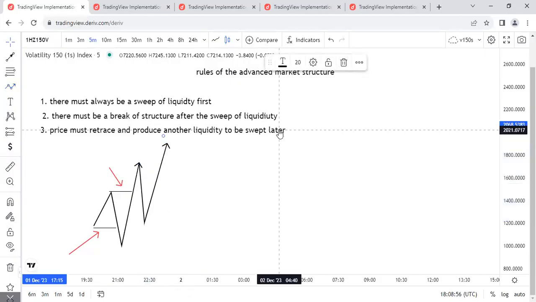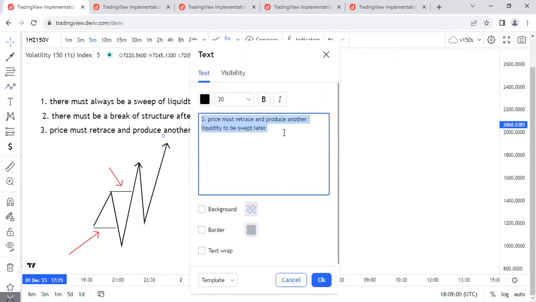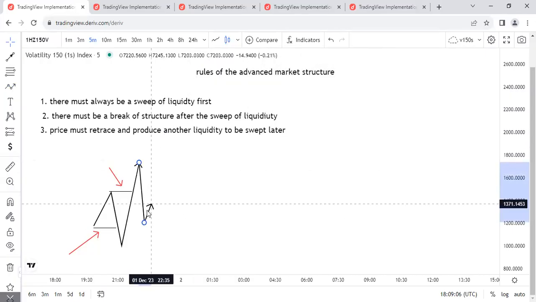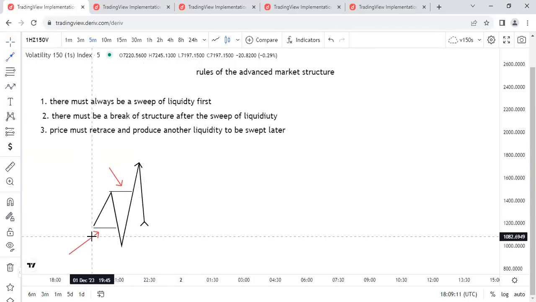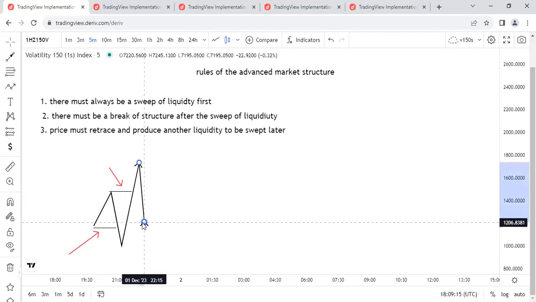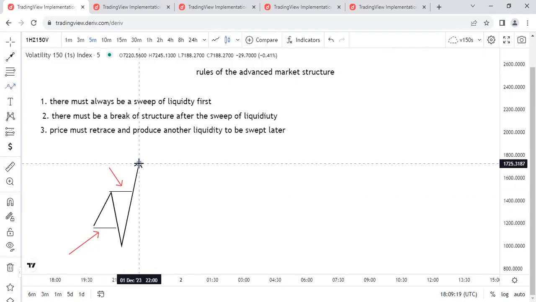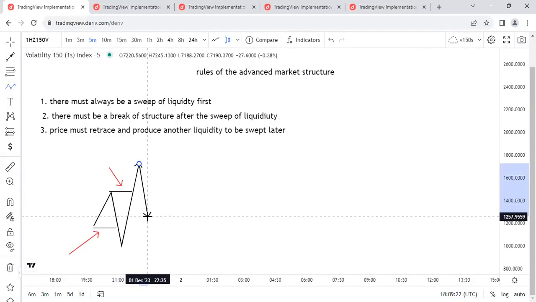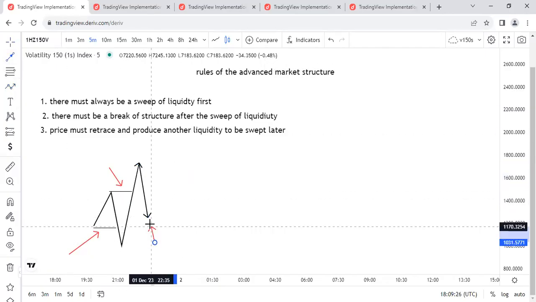Let me write it here. Okay, let's stop here. This is rule number 1. This is rule number 2. This is rule number 3. Price must retrace and produce another liquidity to be swept later, right? Let's leave it at that. This is rule number 3.